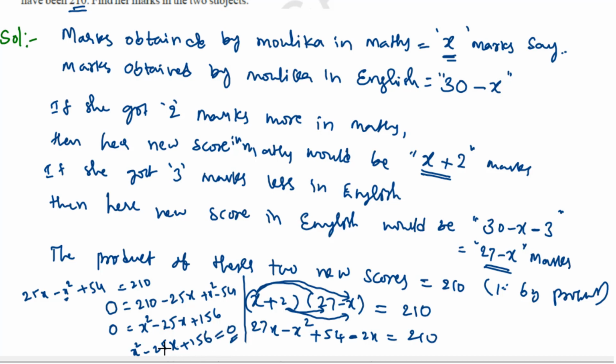So we get a quadratic equation now, and in order to find the solutions of this quadratic equation we may use the factorization method or completing the square method or the quadratic formula. So use any one of these 3 methods and find the solution for x, so that we get the marks of Moulika in mathematics, and using that we can find the marks in English also. So do it on your own.